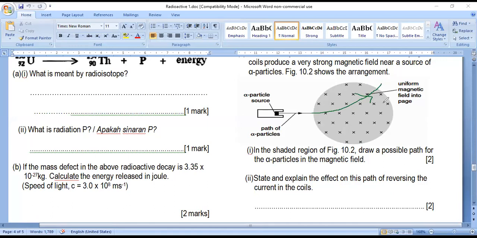Now explain the effect of reversing the current in the coil. When current passes through a coil, it becomes an electromagnet. So when you change the direction of current, you change the direction of the magnetic field. If just now the magnetic field was going in, now the magnetic field must be going out, because you reversed the current. When the magnetic field goes out, the alpha will deflect downward, opposite of just now. So just say deflect downward.